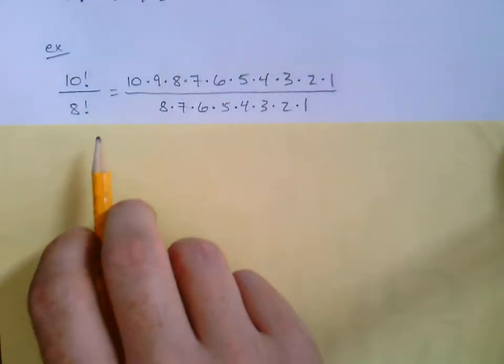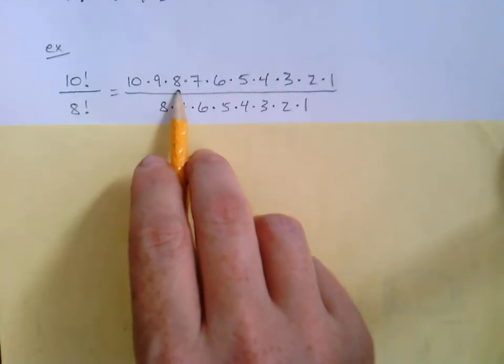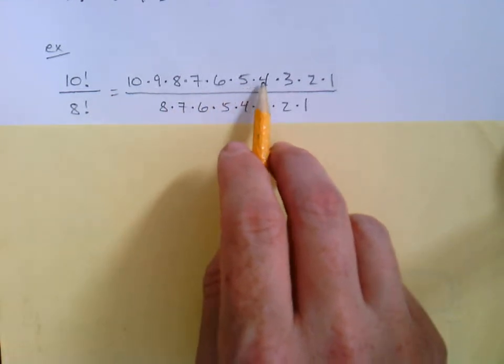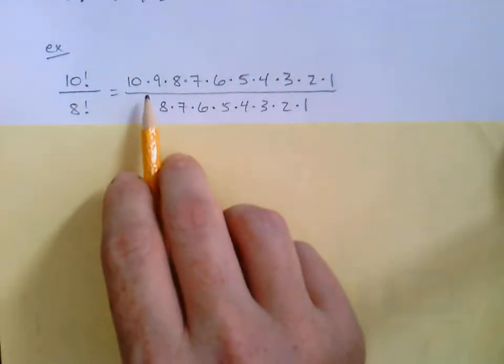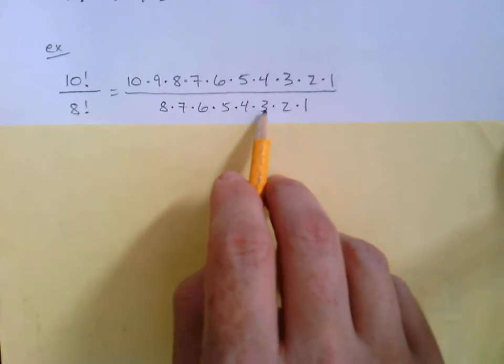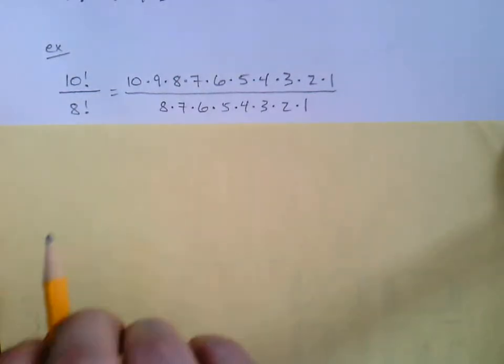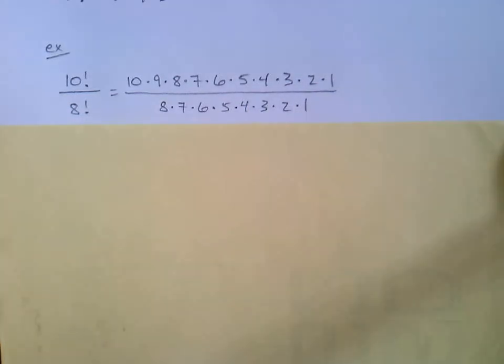One way to think of it would be: okay, 10 factorial, well, that's 10 times 9 times 8 times 7 times 6 times 5 times 4 times 3 times 2 times 1. That's all being divided by 8 factorial, which is 8 times 7 times 6 times 5 times 4 times 3 times 2 times 1. Now I could multiply all of these out separately and then divide them if I really wanted to, but I don't have to go through nearly as much work as that.